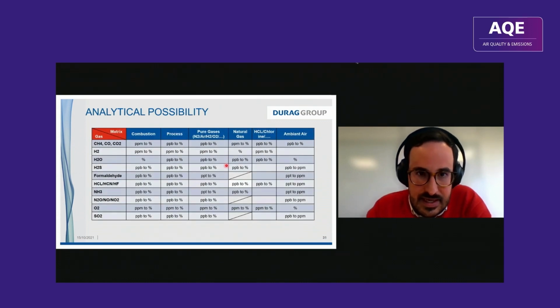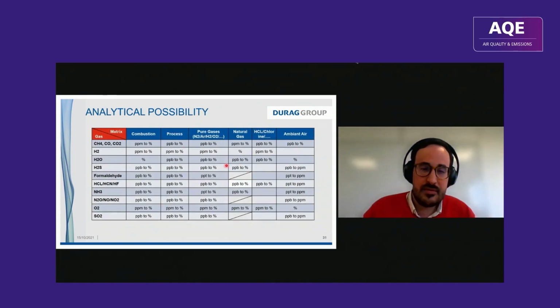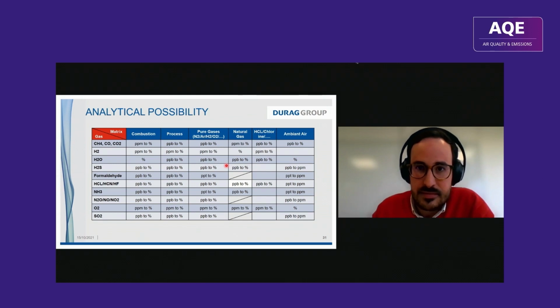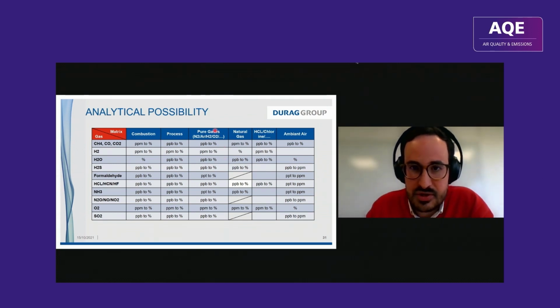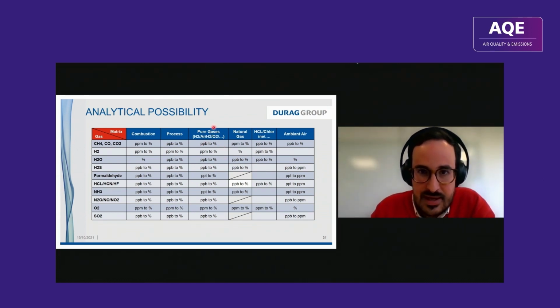And this technique, as we are not affected by the background, can be used in different applications. It can be used for trace measurement in pure gases, for example, hydrogen purity, but also for trace measurement in natural gas or in emission. So that will be the same technology, same gases, and most of the time we will go from ppb or ppm concentration up to percentage concentrations.